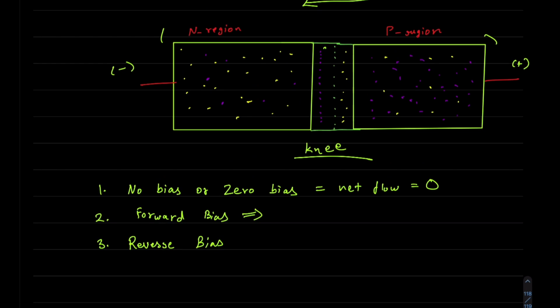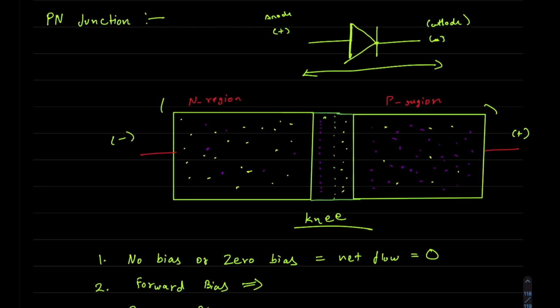So this N region is connected to the negative terminal, and the P region to the positive terminal. They start pushing. The negative terminal pushes electrons towards the P region, the positive terminal pushes holes to the N region. And once they overcome the potential barrier, a high amount of current starts flowing through the diode with little increase in voltage. Now we'll talk about reverse bias.